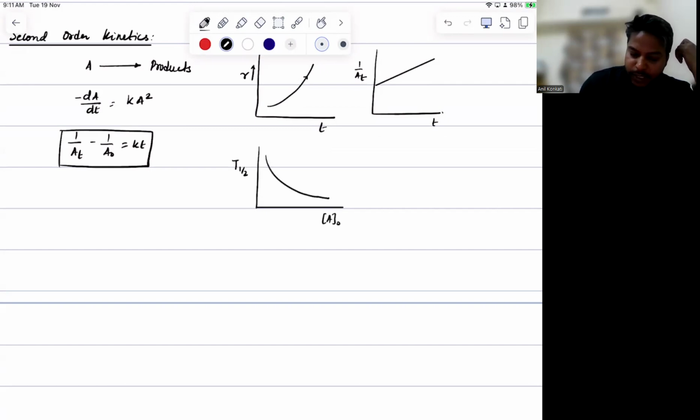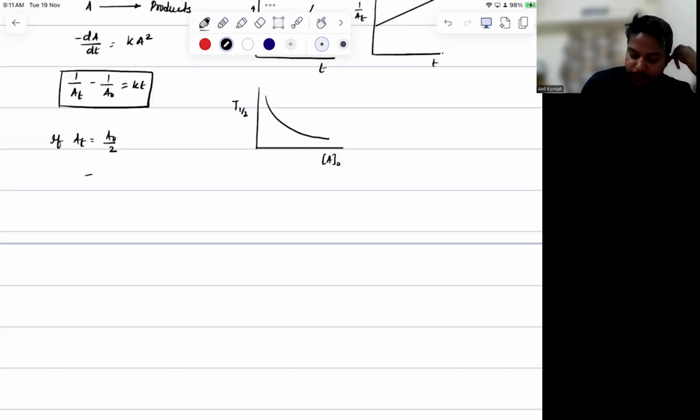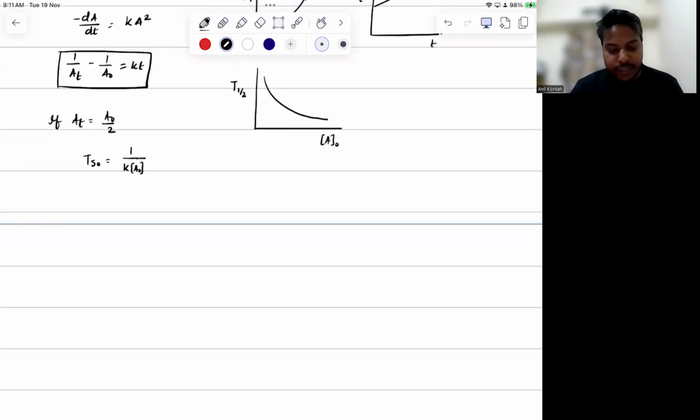Why? If you compare, write down if At is equal to A naught by 2, then the time is the half-life, right? So t half-life is equal to 1 by K into A naught. If the initial concentration increases, the t half will always decrease. That will be the value for second order kinetics. Okay.